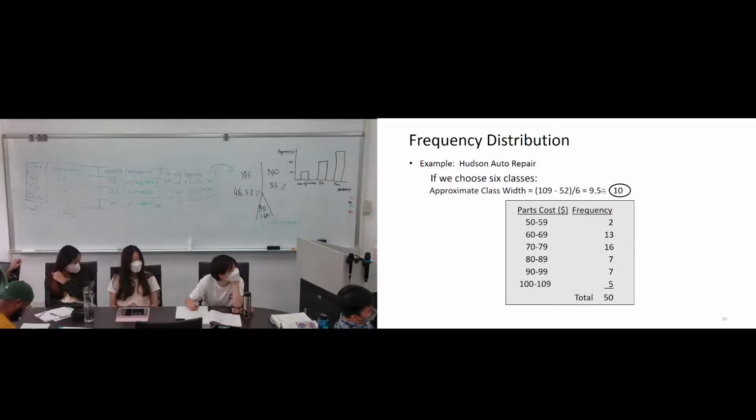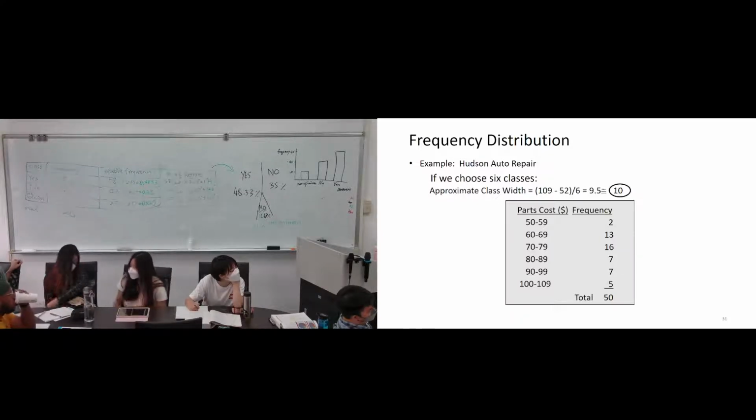From 60 to 69, the midpoint is 65. And 75 is the midpoint for the third class, 85 for the fourth class, 95 for the fifth class, and 105 for the last class.